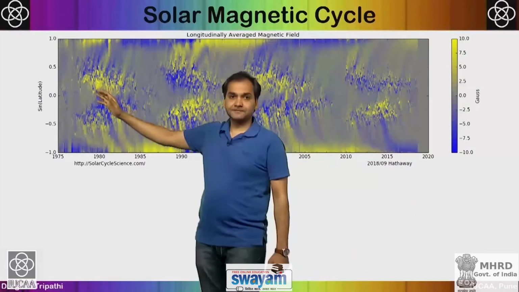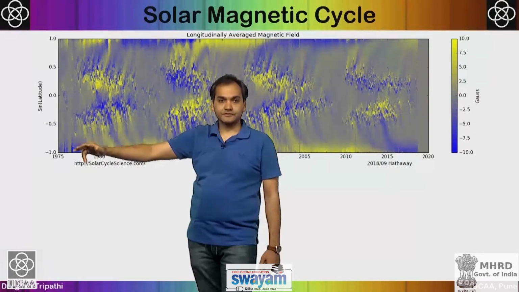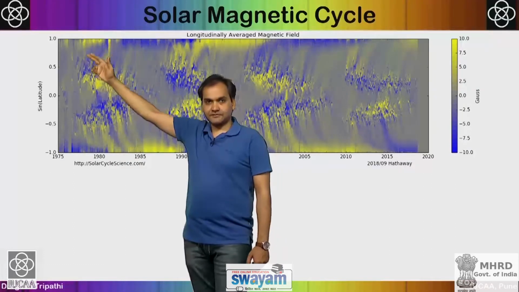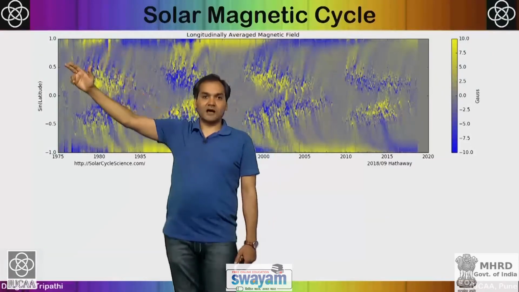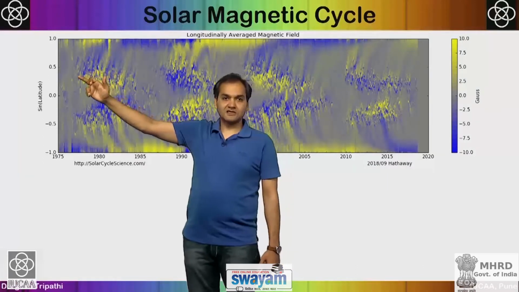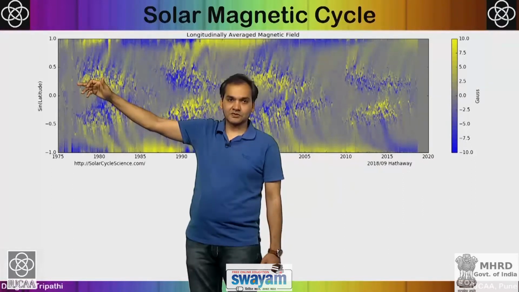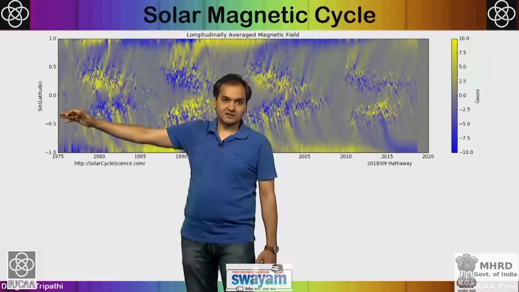and again the sun's latitude on the y axis. So, what you find, look at the poles first. That is the north pole, that is the south pole. During this time, the south pole is negative and the north pole is positive, right. So, it gives you a kind of dipolar feature. Now, look what happens towards the equator. On average, positive field in the northern hemisphere appears towards the equator, negative field towards the pole, and vice versa in the southern hemisphere.